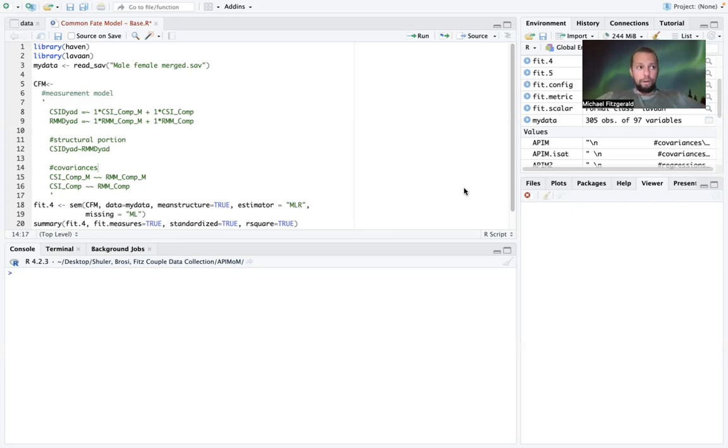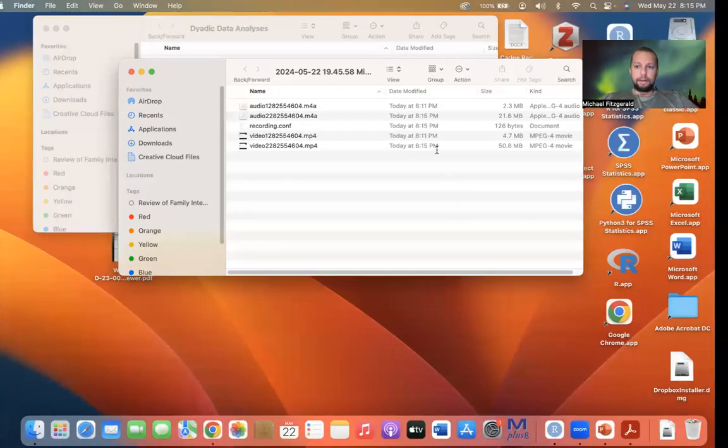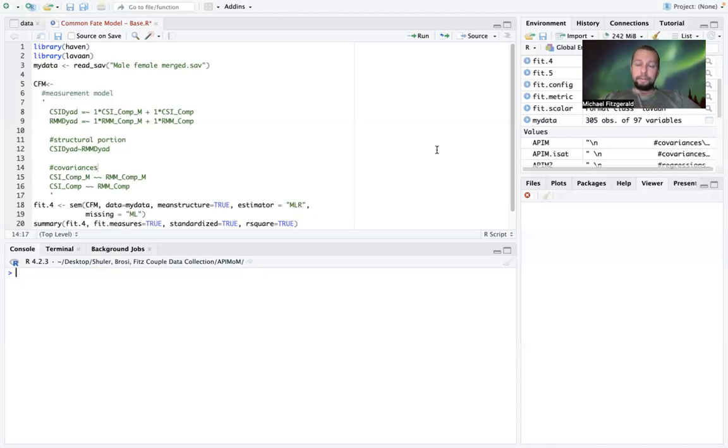And so one of the differences between the common fate model and the actor-partner interdependence model is that the APIM accounts for interdependence, or the dyad members being nested within a relationship, through the partner effects and the residual correlations. So in the common fate model, we do things a little bit differently. We're actually going to have a different unit of analysis.